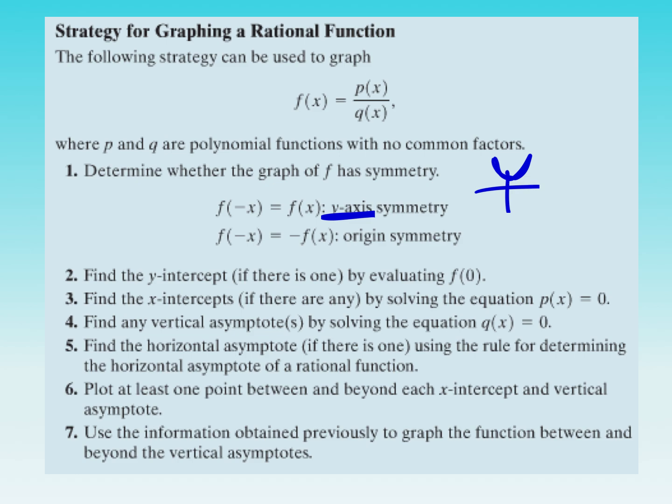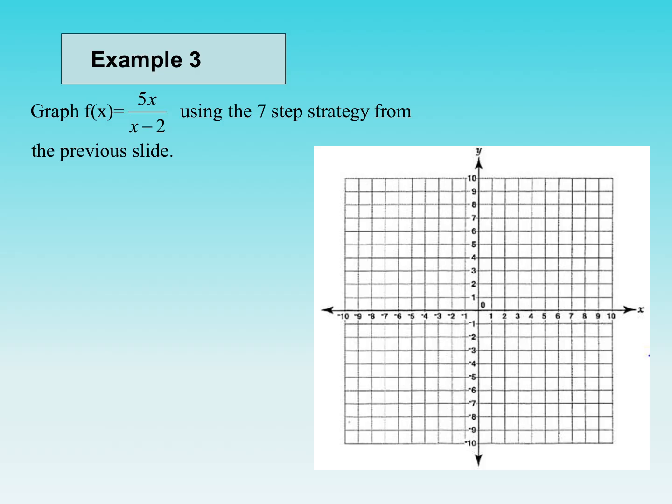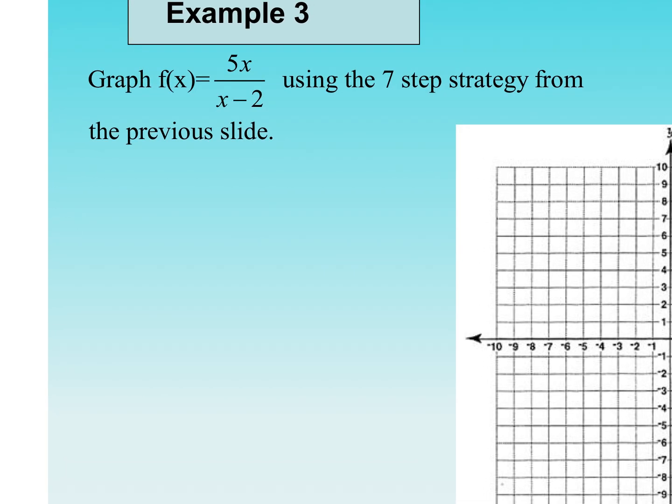We also want to find, again, everything. Y-intercept, x-intercept, vertical asymptote, horizontal asymptote to get an idea of what our graph looks like. And then we'd plot some points. So in example 3, we're going to graph. So we're going to find everything. We'll find our vertical asymptote, horizontal asymptote. We'll find our domain, x-intercept, y-intercept, and if we have any holes.